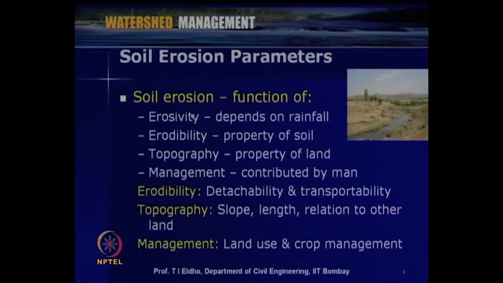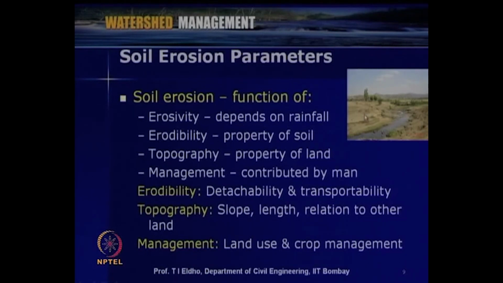So, now what are the important soil parameters? Let us look into important soil parameters. Soil erosion we can show is a function of erosivity. Erosivity depends upon the intensity of rainfall and the drop size of the rainfall. So, the erosivity varies, the impact on the soil varies, and accordingly there can be more erosion or less erosion. So, erosivity depends upon rainfall, and then the second one is erodibility. Erodibility is a property of soil.